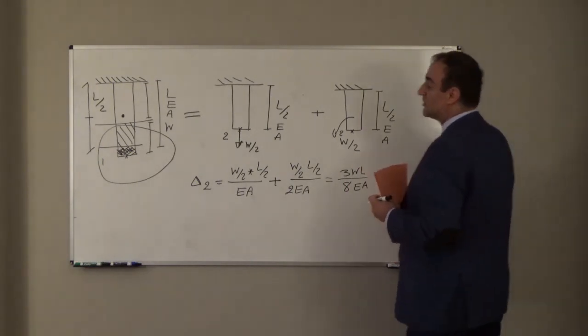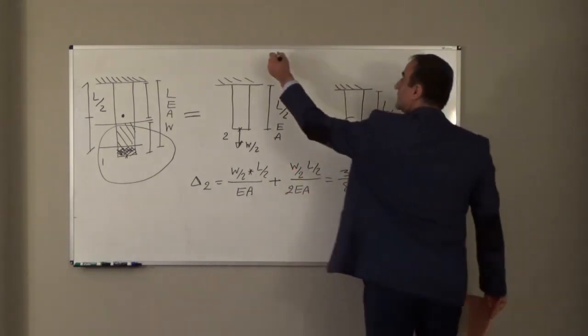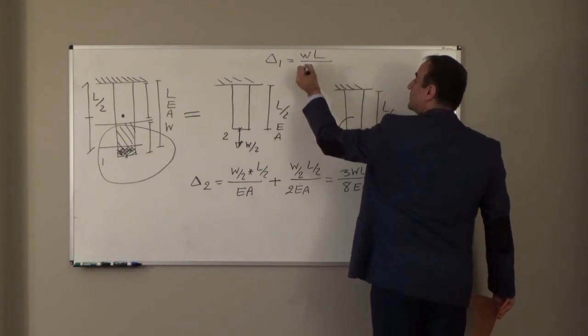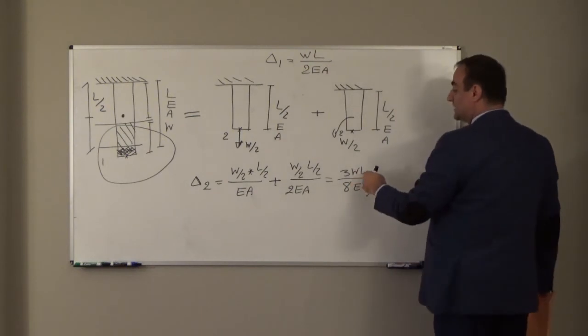I see everything is right. Yes. So at the free end it will be WL over 2EA. At the midpoint it will be 3WL over 8EA.